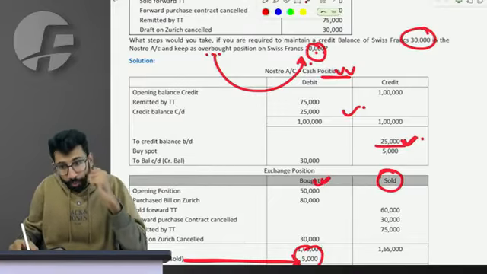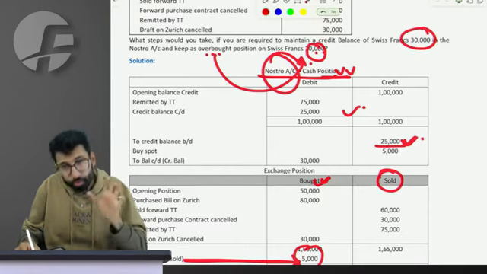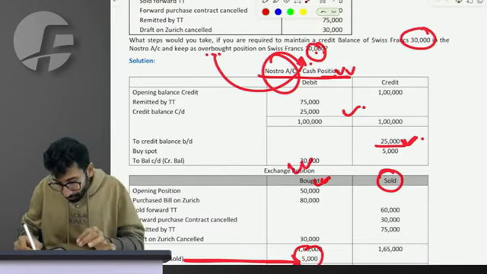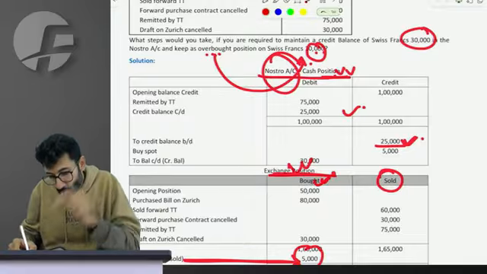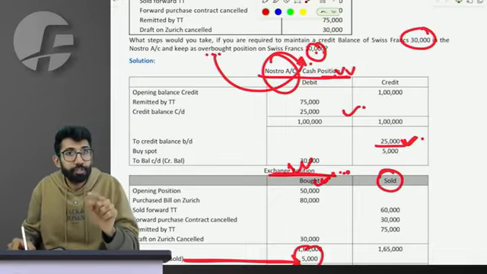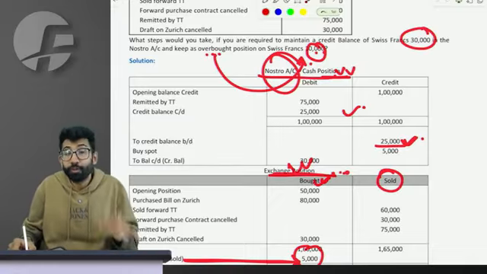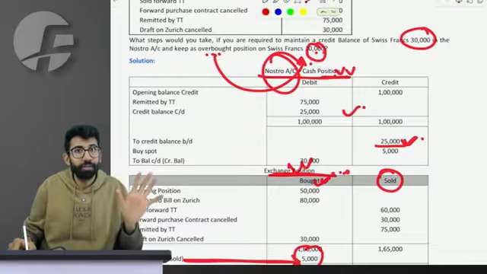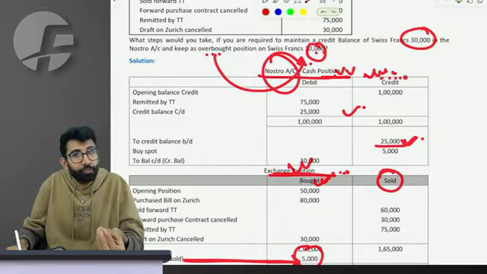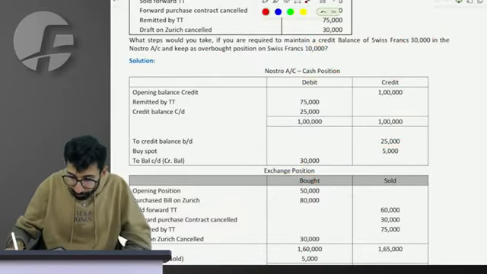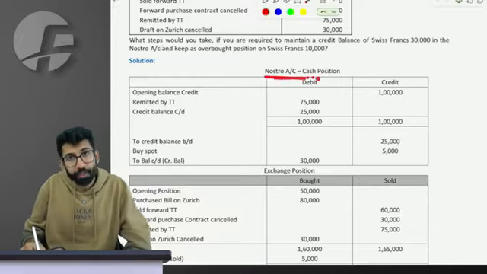Then we will figure out, after balancing nostro, what is the status of the exchange position, and then the transaction to maintain the balance of exchange position will be in the forward account, in the forward contract. Because again, if I do a spot market transaction, it will disturb the balance of nostro, right? It is of no use. So what I'll do, I'll first of all do the nostro adjustment using the spot account.